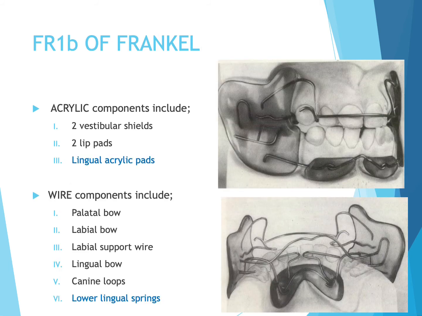For FR1B, as usual, all Frankel appliances have two components, acrylic components and wire components. The difference between FR1B and FR1A is that FR1B has two additional components compared to FR1A, which are extra lingual acrylic pads and also lower lingual springs.